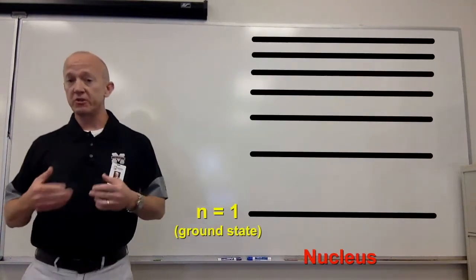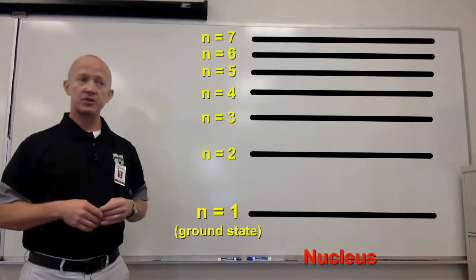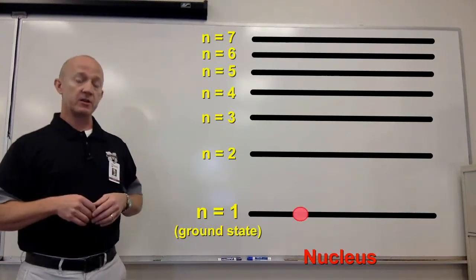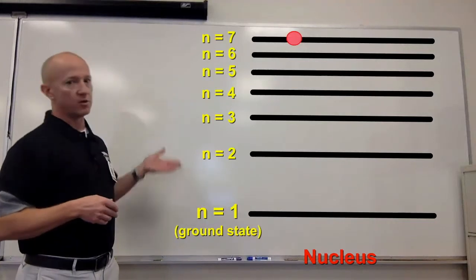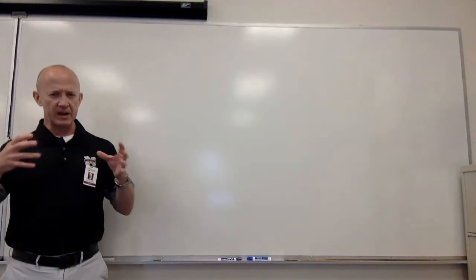In the research concerning hydrogen, 7 energy levels at this point have been detected, and so that n value could be anything from 1 to 7. Depending on how energized that atom is, you could find the electron at n equals 1 all the way up to n equals 7. So again, n represents our main energy levels.